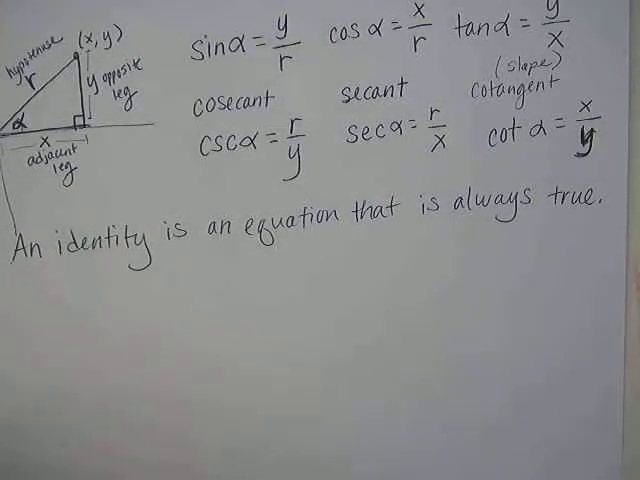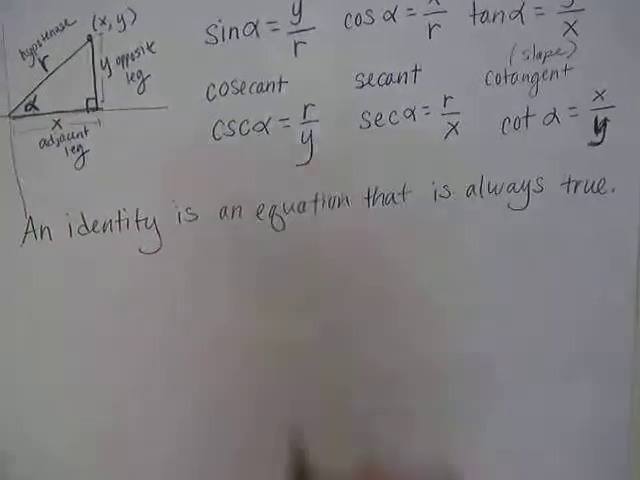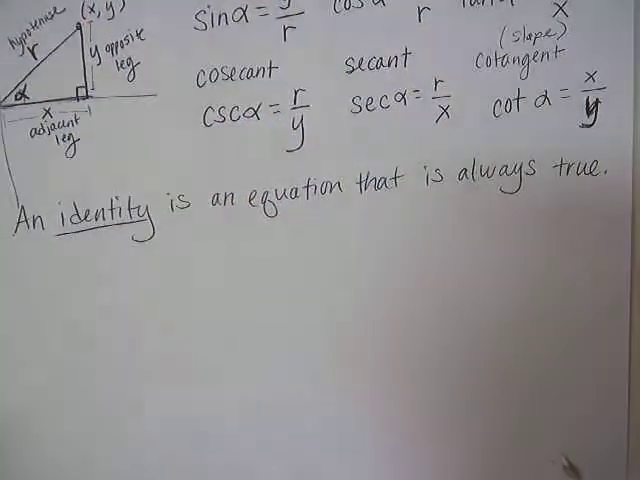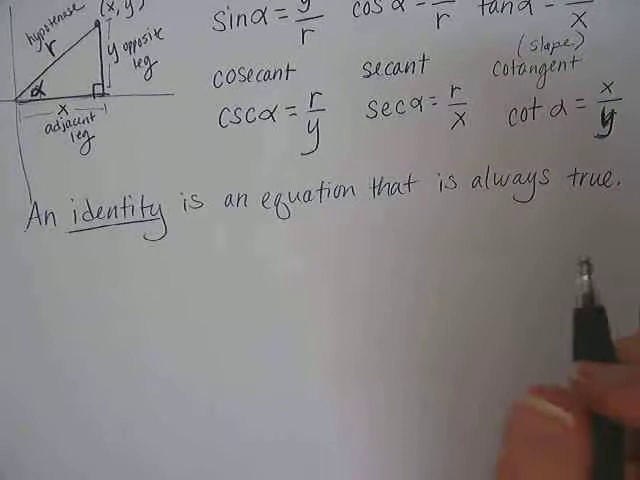So you know how sometimes you solve a problem and you get infinitely many solutions? It kind of means that problem is an identity of some sort. Another thing we usually call identities is formulas. Formulas are equations that are always true, right? Anyway, we're going to learn a lot of identities in this class.